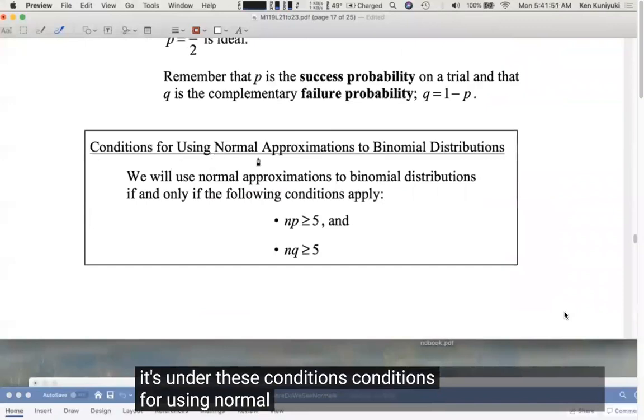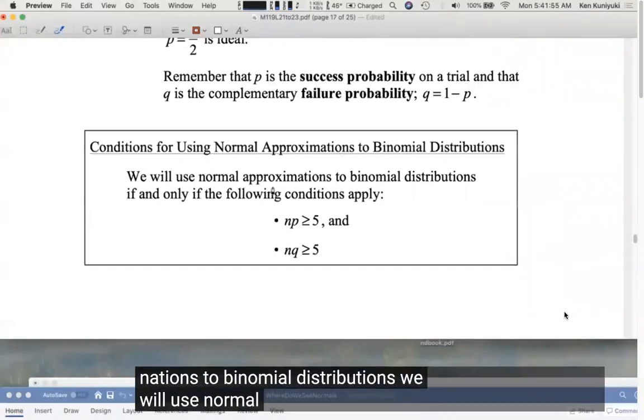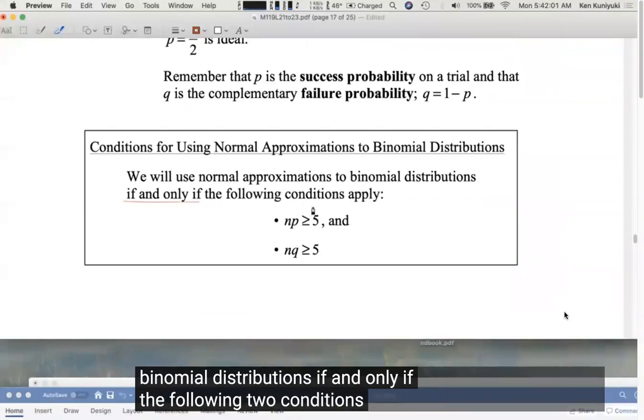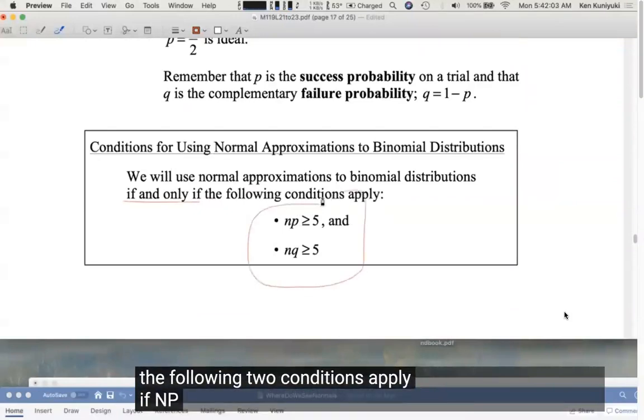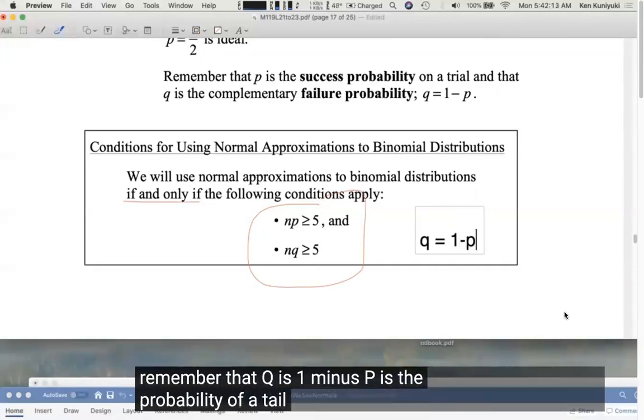Conditions for using normal approximations to binomial distributions. We will use normal approximations to binomial distributions if and only if the following two conditions apply: if NP and NQ are both at least 5. Remember that Q is 1 minus P. It's the probability of a tail in our examples.